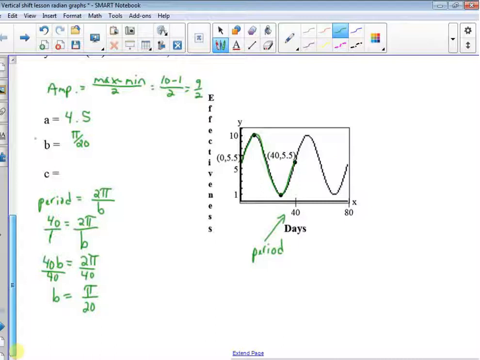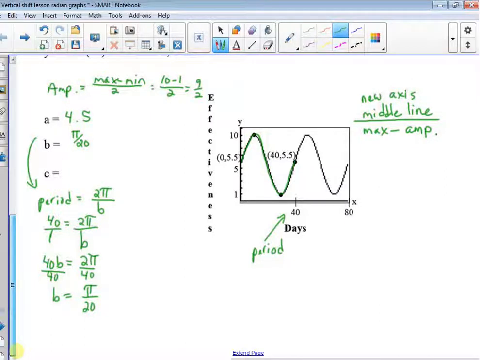Okay, so then that vertical shift. So to find that vertical shift, I need to find a middle line. So you can kind of see it here, but if I don't know it, I need to do the maximum minus the amplitude. So I'm looking for the middle line, or my new x-axis. And if I take the max minus the amplitude, I will find it.